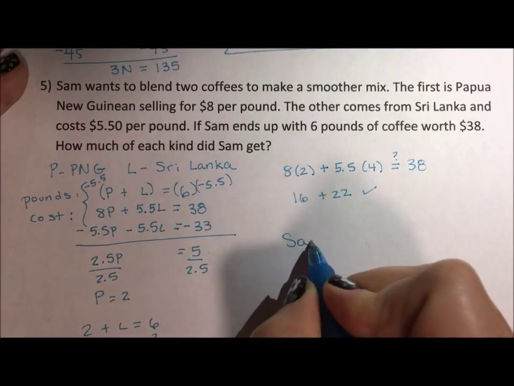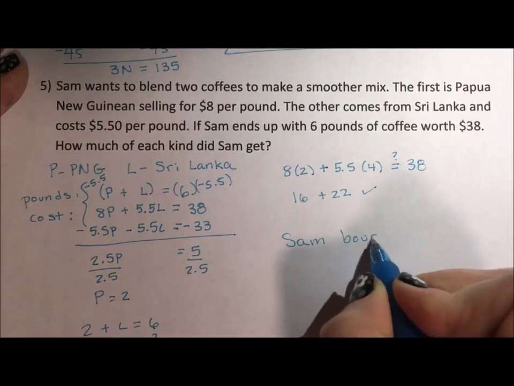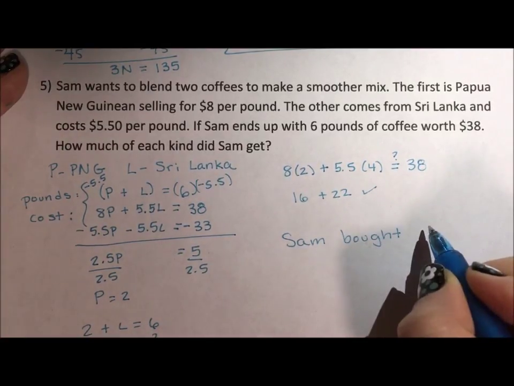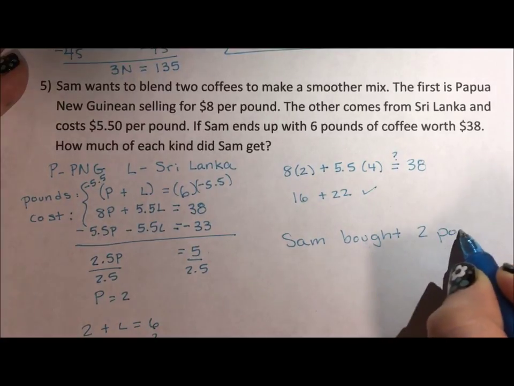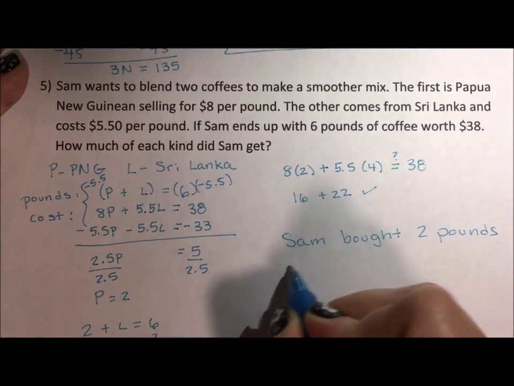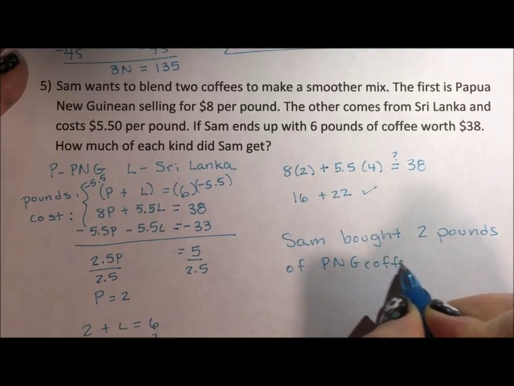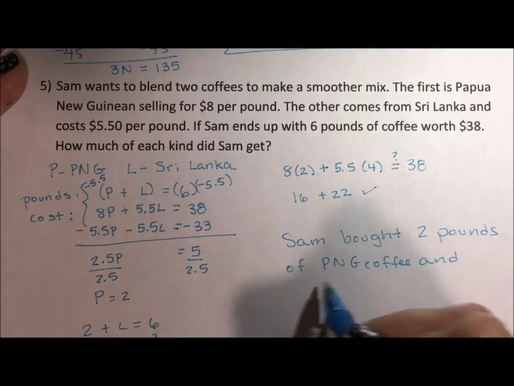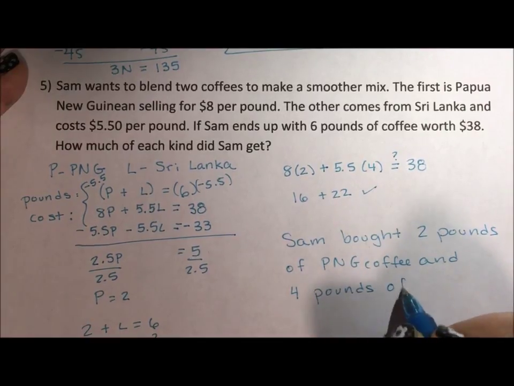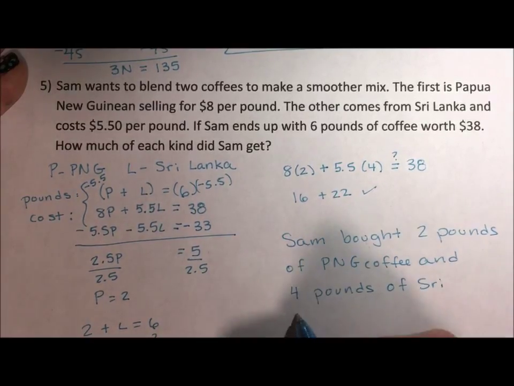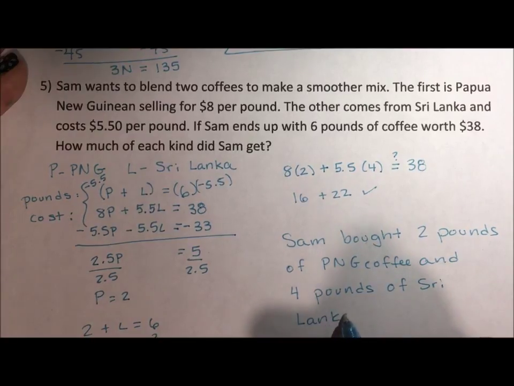So Sam bought 2 pounds of Papua New Guinean coffee and 4 pounds of Sri Lankan coffee. Coffee from Sri Lanka.